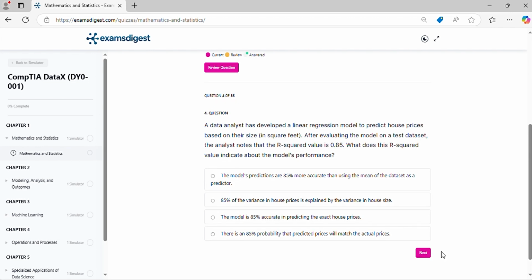Question 4. A data analyst has developed a linear regression model to predict house prices based on their size. After evaluating the model on a test dataset, the analyst notes that the R-squared value is 0.85. What does this R-squared value indicate about the model's performance?